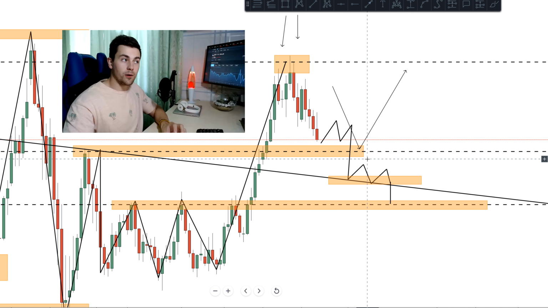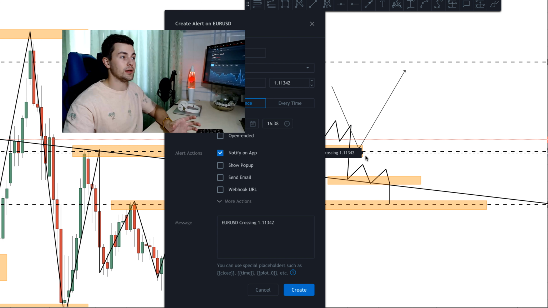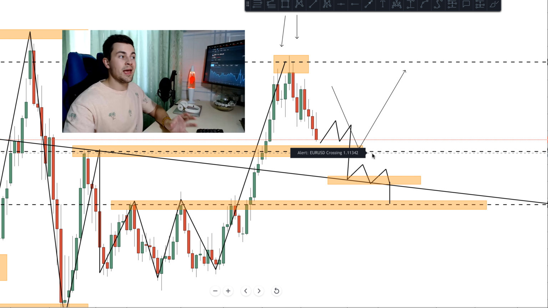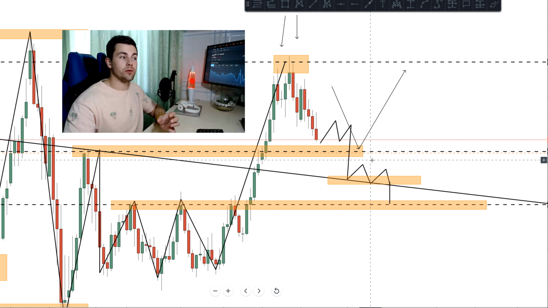So your task next week is to place alerts at each level. Yes, you just set the alerts. Like here, we place the alert on that key level. And once the market reaches the level, what are we looking for? We are looking for a reaction. We are looking for the reaction of the market on that level on the lower time frame.